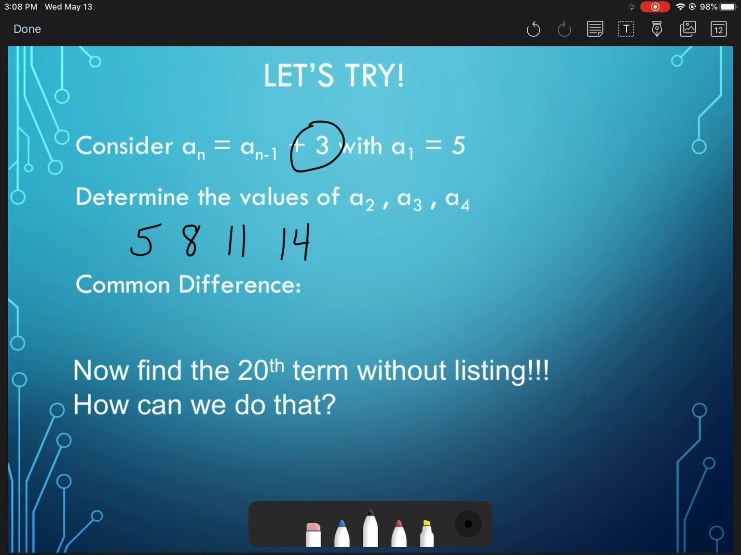And is that all we had to find? First term, second term, third term, fourth term. Yep, and then that's it. Okay, the common difference, what's the common difference? 8 minus 5 gives us 3. Okay, the common difference is 3.